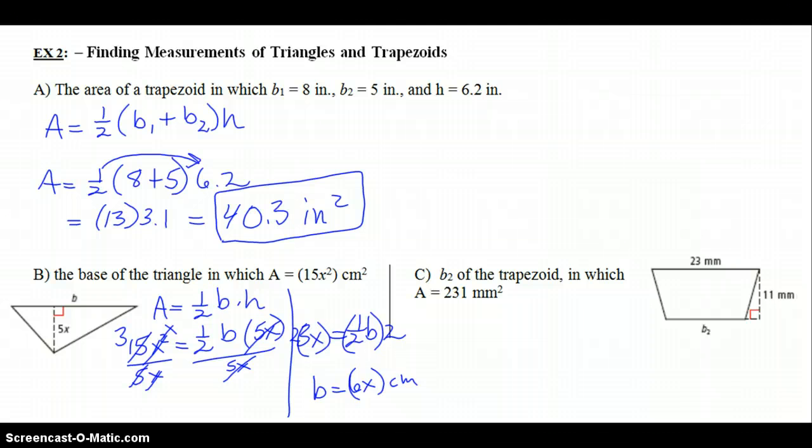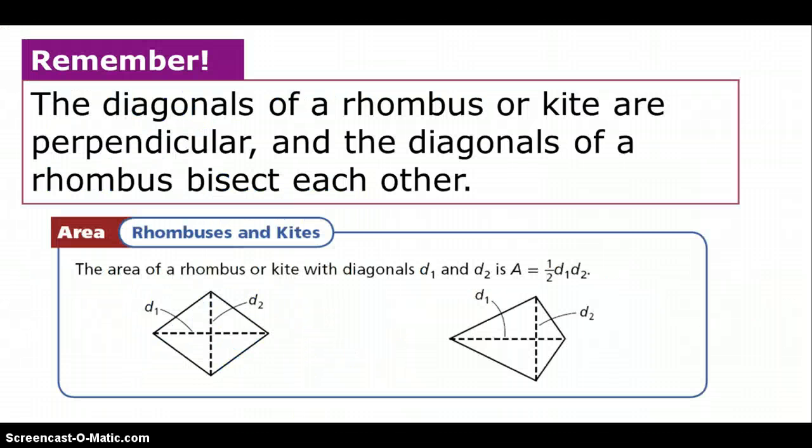All right, let's keep moving right along. We also need to talk about rhombuses and kites. Remember that the diagonals of a rhombus or kite are perpendicular, and the diagonals of a rhombus bisect each other. Those are useful things when we talk about this. The reason we remember that is because in rhombus and kite area formulas, they're both the same formula, and it uses the length of the diagonals. And we can go over why that is in class, but for right now, we just need to use this formula to do our calculations.